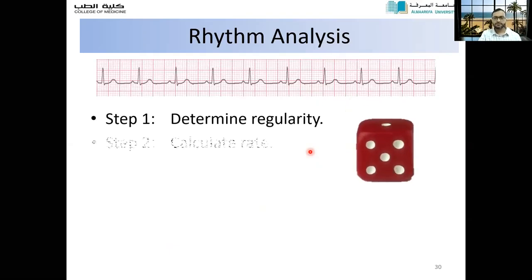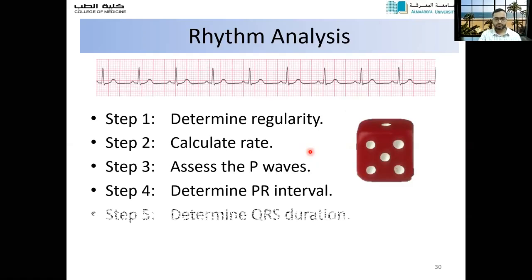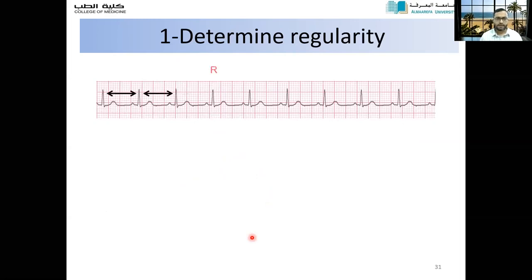Determining the regularity, calculating the rate, assessing the P wave, determining the PR interval, and determining the QRS duration. So these are the 5 steps we have to follow. Don't be afraid of the number of steps. This becomes easy when we do the analysis together. So first thing is regularity, rate, P wave, PR interval, and QRS duration. Let's do it one by one together. First thing is regularity.